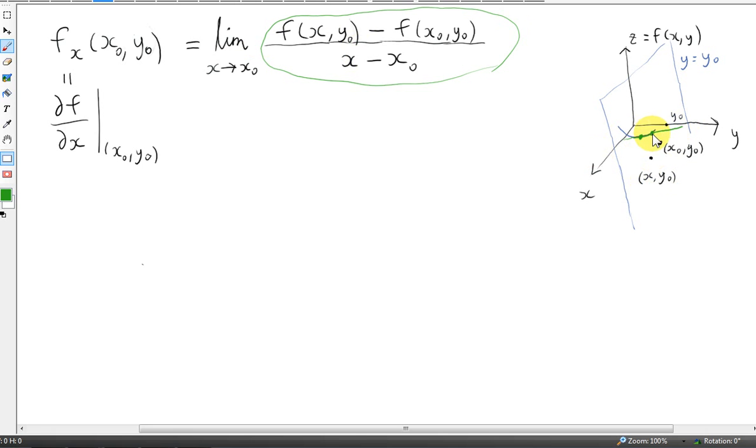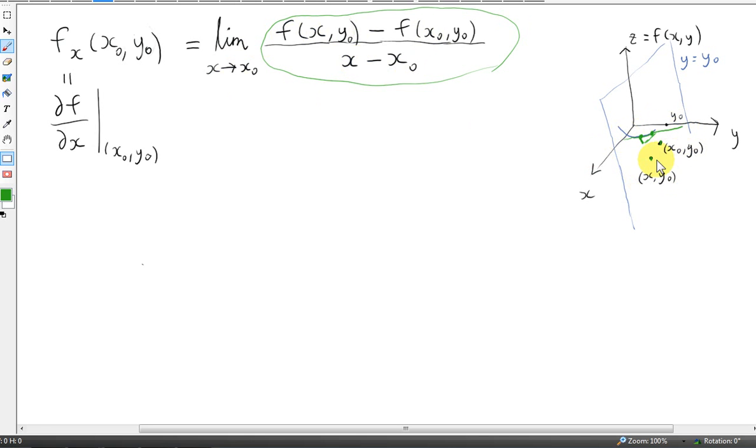The vertical distance between these 2 points is given by f of x, y0, the value of the function at this point, minus the value of the function at the point with coordinates x0, y0. So that's the vertical distance between the points, and the horizontal distance between the points is the difference in the x values between these 2 points. Well, that's just x minus x0. So we have rise over run for the slope of this secant line.